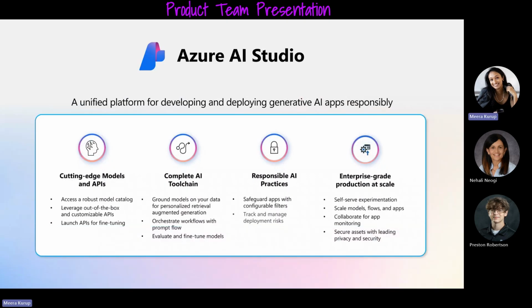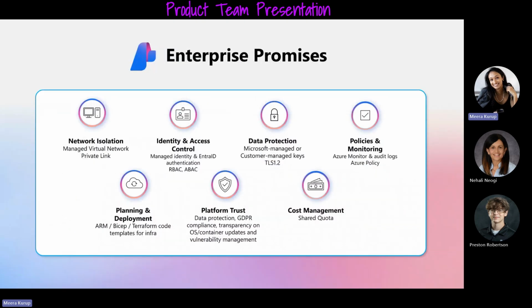Here are some more details about how we have these cutting edge models and APIs, a complete AI tool chain, and responsible AI practices. What we'll focus on today will be enterprise grade production at scale, where we have self-serve experimentation, scaling models, flows, and apps, collaborating for app monitoring, and securing assets with leading privacy and security. That last bullet point is what we'll get into today, and what we call our enterprise promises.